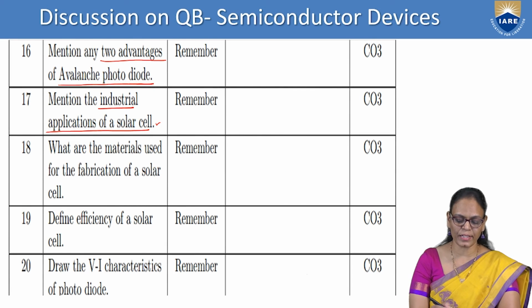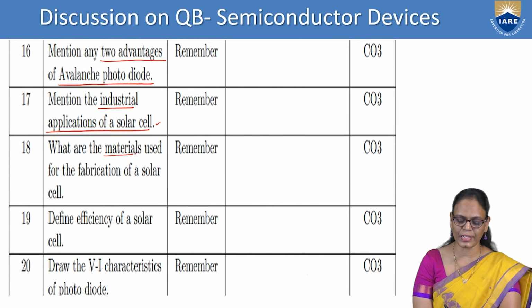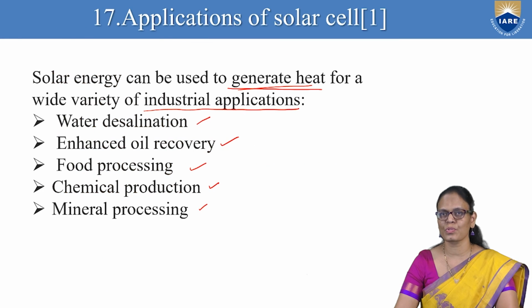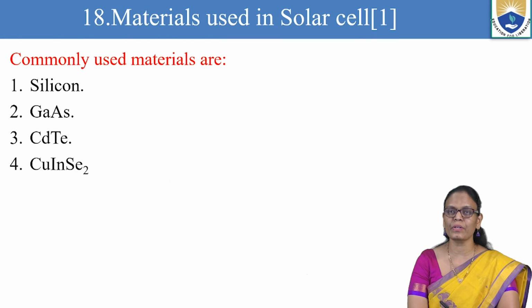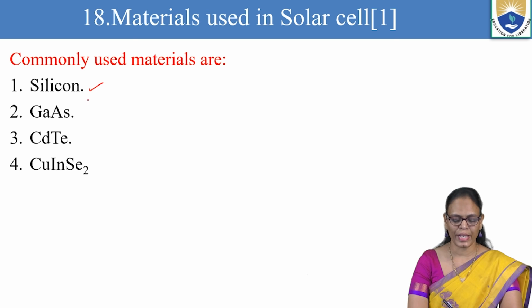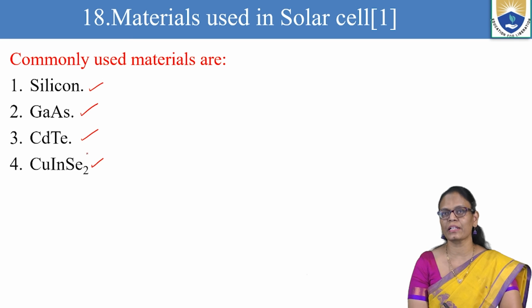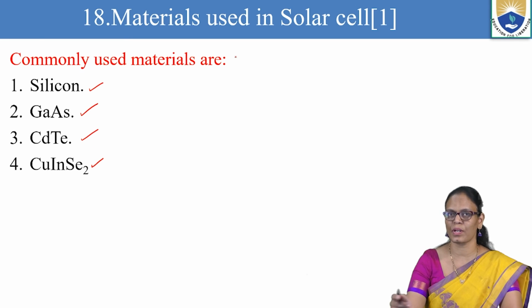Now coming to the 18th question, what are the materials that are used for the fabrication of a solar cell? We have discussed solar cells, but what kind of materials are we using for a solar cell? The commonly used materials in solar cells are silicon, gallium arsenide, cadmium telluride and copper indium selenide. These are the different types of materials we are using to make solar cells.